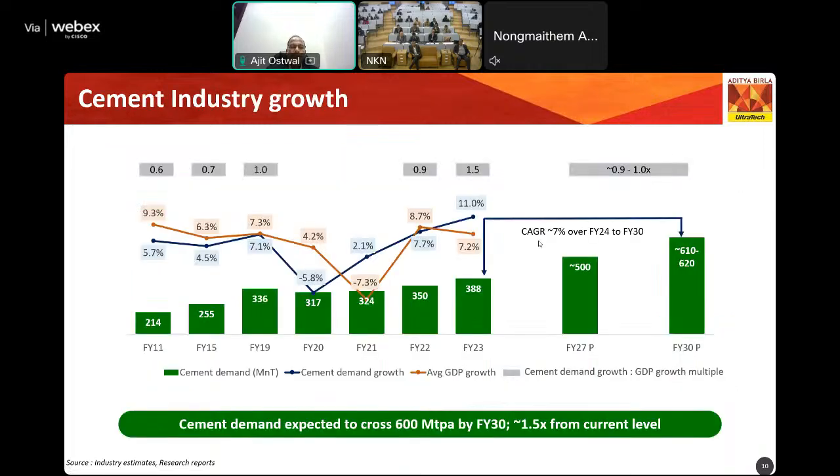In terms of cement industry growth, if we see year on year from FY11 to FY23, in FY11 it was 214. This cement growth is more or less directly linked with the GDP growth rate. Current capacity in FY23 is 388 million ton, and by FY27 we are projecting around 500 million ton, and the FY30 projection is 610 to 620 million ton. So we will cross around 600 million ton by FY30, which would be 1.5 times the current level. So all the growth in cement is inevitable.